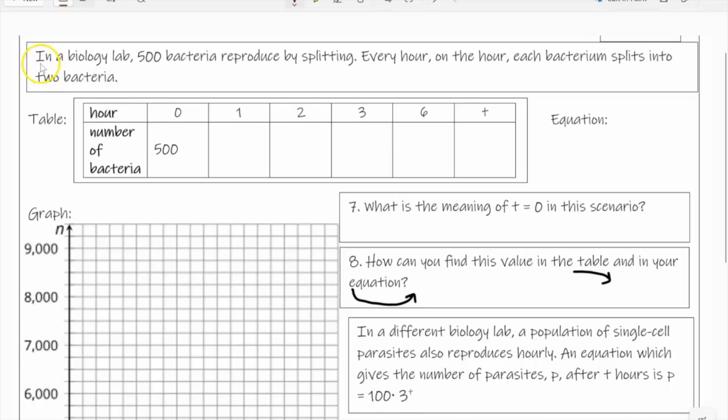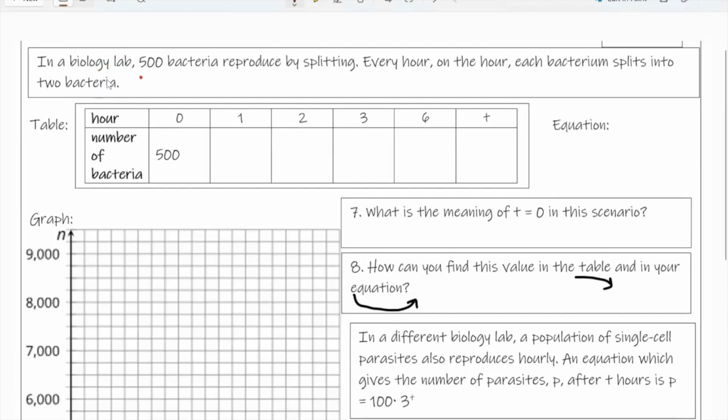All right, so we're going to continue our look into Introduction to Exponential Functions. Looking at this question, it says, in a biology lab, 500 bacteria reproduce by splitting. Every hour on the hour, each bacterium splits into 2 bacteria. So just think about that for a second. Every hour on the hour, every single one splits into 2. So again, what is that saying?